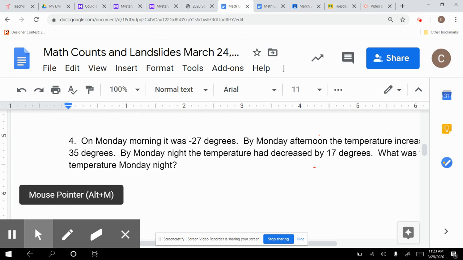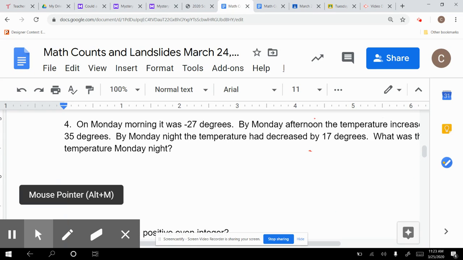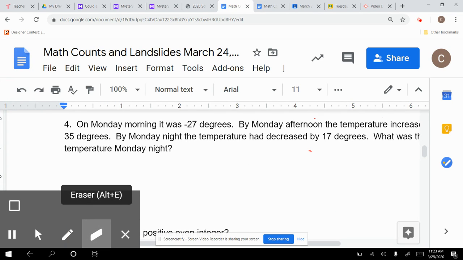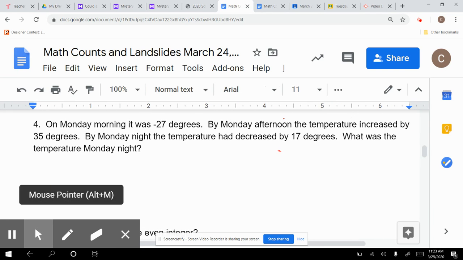Okay, on Monday, once again, we're dealing with negative numbers here. So on Monday, it was negative 27 degrees. That seems like it's really cold, and it is. And I used to live in Michigan, and this was actually a very realistic scenario, although it didn't always increase in temperature by the amount that we're talking about here. It stayed very cold all day.